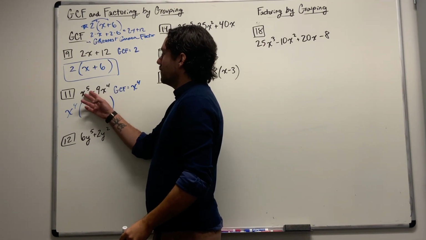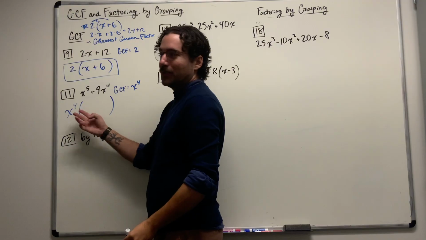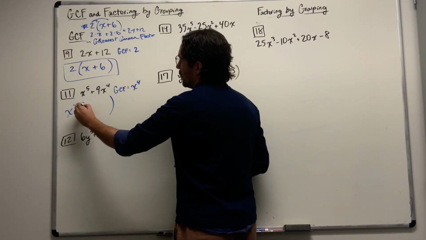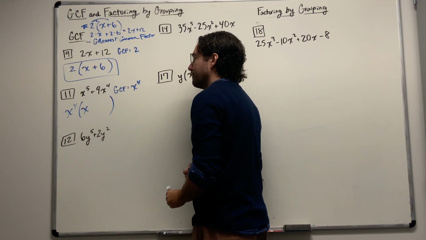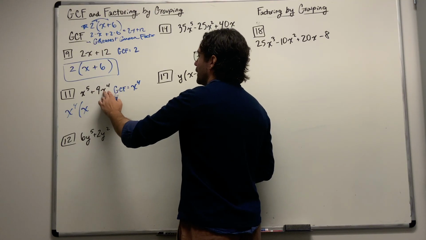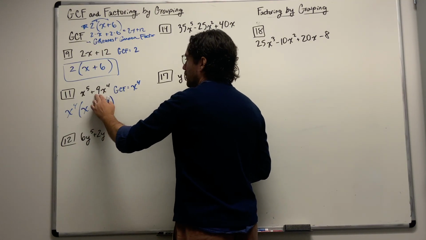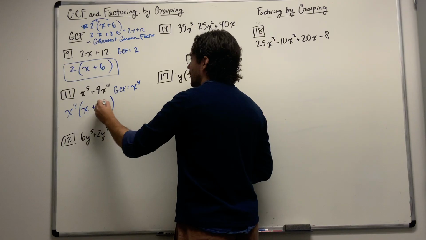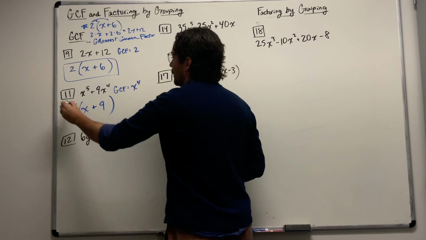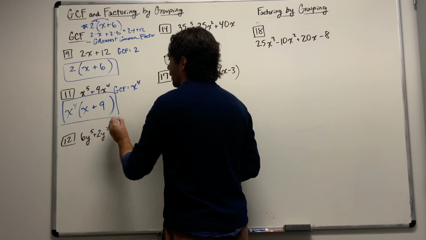In this first one, I'm taking out 4 x's. There should just be 1 left over, so x to the 1st power. In the second case, I took out all 4. There should be this 9 left over, plus 9. So x to the 4th times x plus 9.